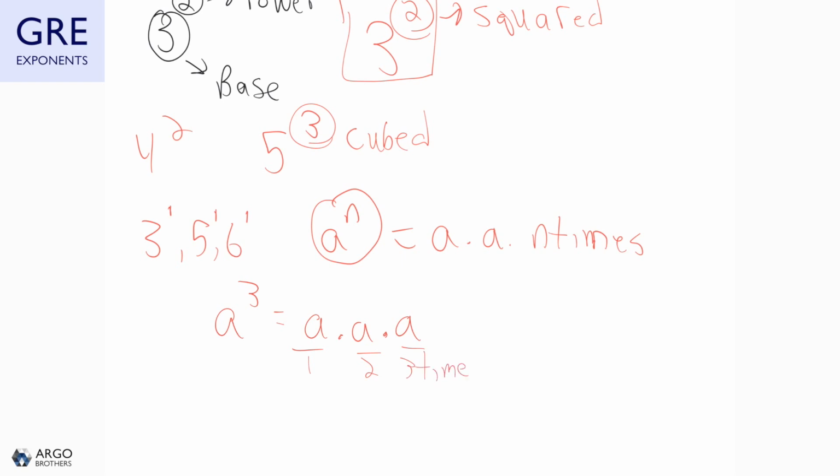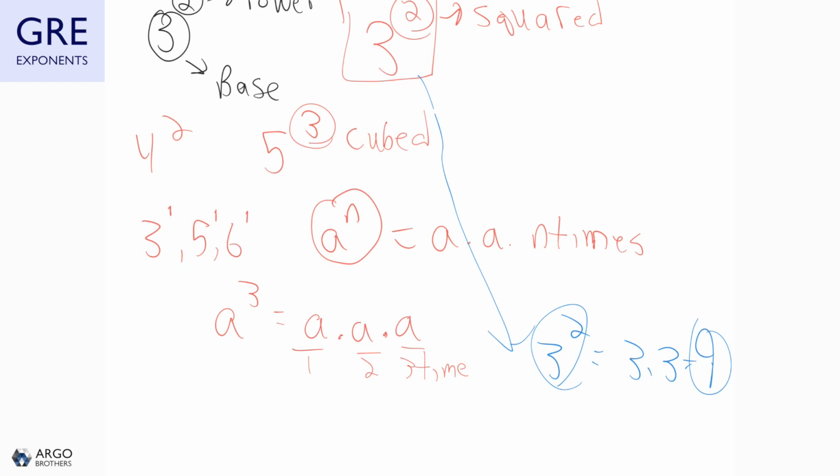Great. And now looking at what I talked about before, this 3 squared would be 3 times 3 equals 9. So yes, 3 squared is 9. And that's the basics of exponents.